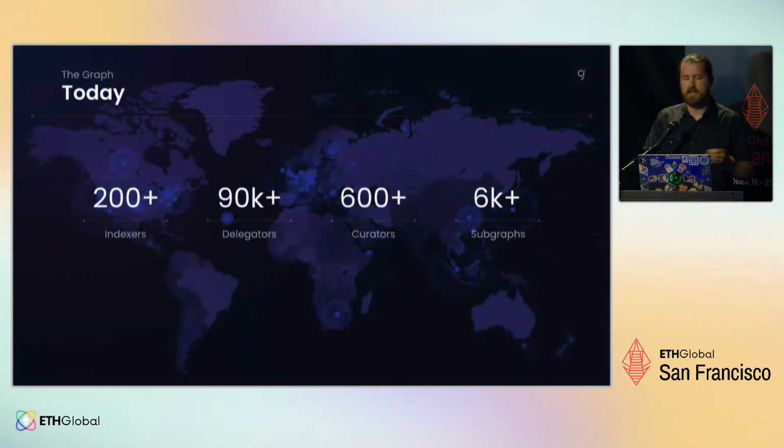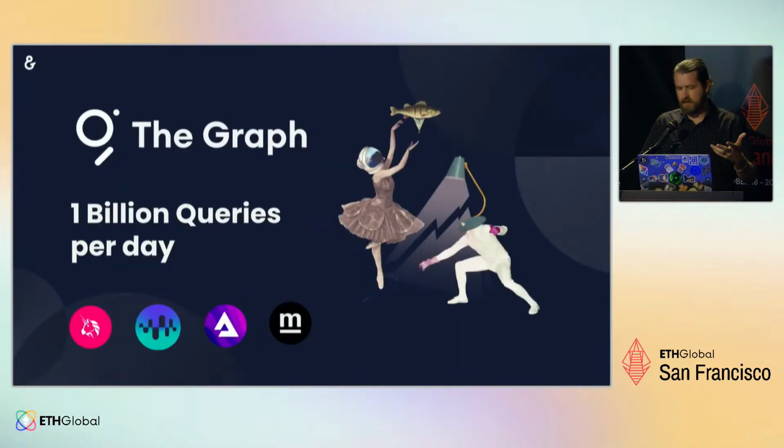So we know the problems. The graph is over 200 indexers across the world that are indexing data. It's what are called subgraphs. There's delegators who provide stake. There's curators who provide GRT to incentivize people to pick up that data and store it. And there's, this is a wrong number, it's actually closer to, I think, 10,000 subgraphs now. So there's lots of dApps using the protocol in a decentralized way. And there's a large amount of queries that go through the network as well.